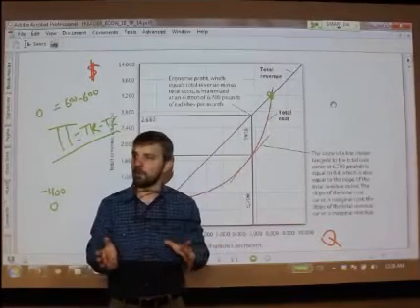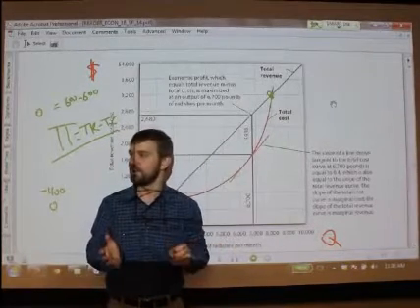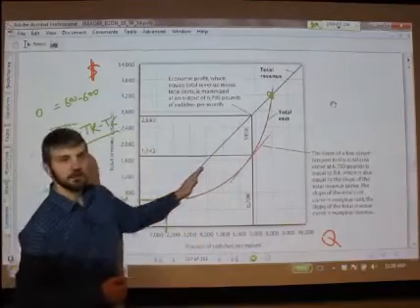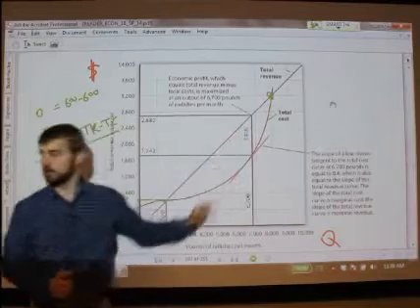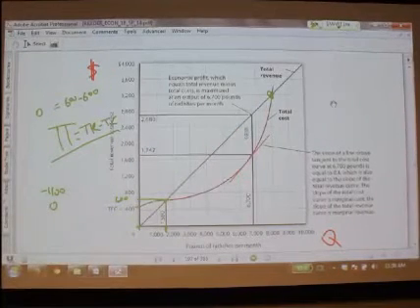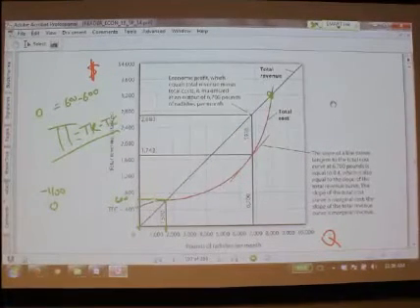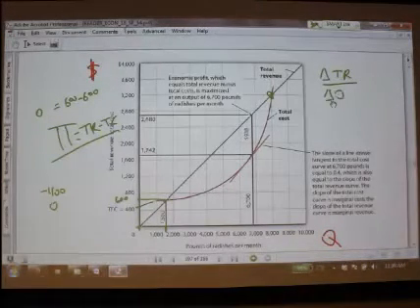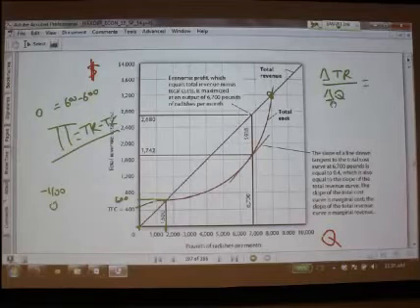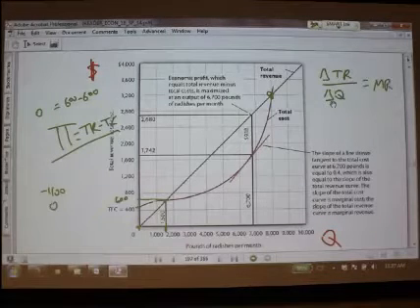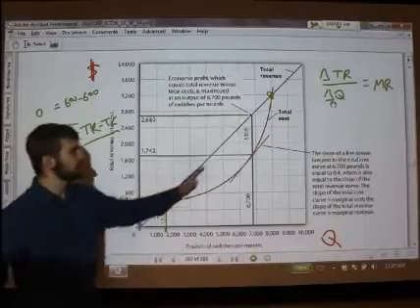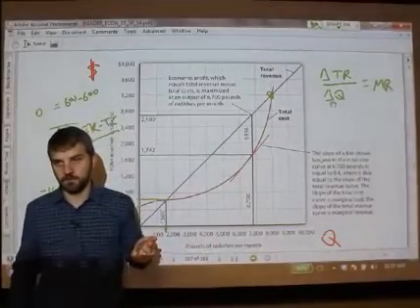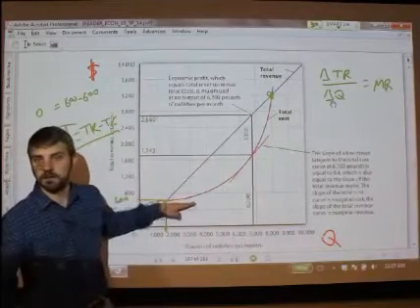Now, there's a very important mathematical property of this solution. What's the slope of this line equal to? Rise over run, right? Or in other words, change in total revenue over change in Q. What does that equal to, by the way? Marginal revenue. So the slope of this line is marginal revenue, and as we just saw, that equals the price, so 60 cents.